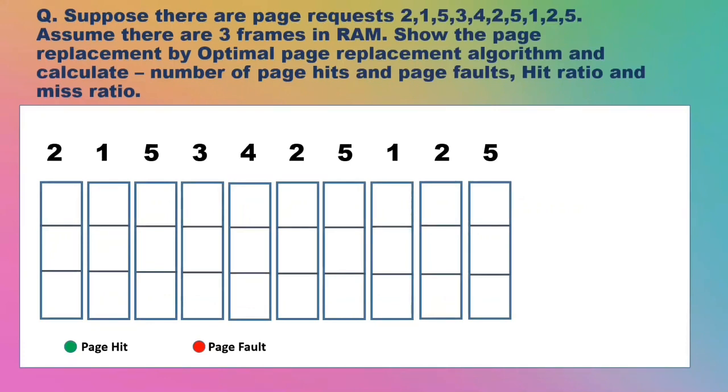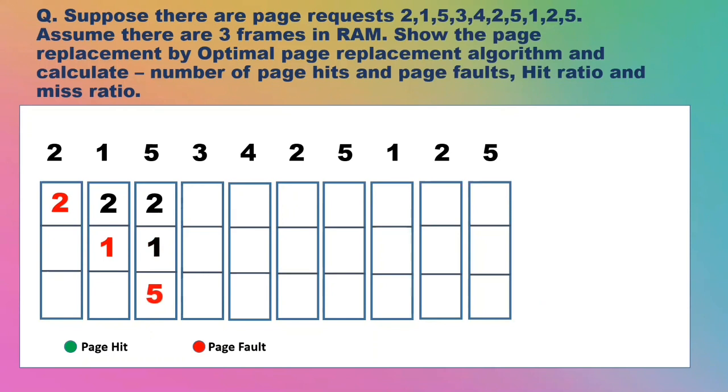So now the first requested page is 2, and that is not present inside the RAM. So that is obviously a page fault. Then 1, it is also not present inside the RAM. It is obviously a page fault. Then 5, it is also not present inside the RAM. So that is also a page fault.